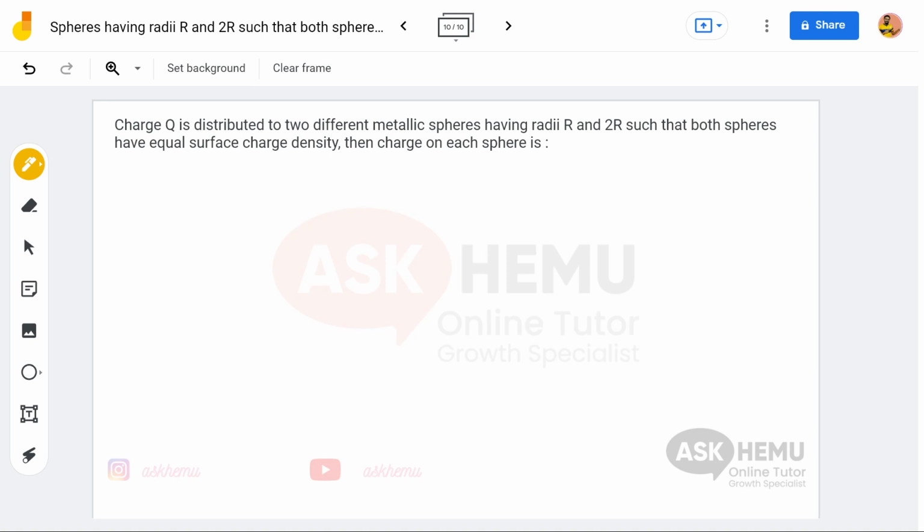Spheres having radii r and 2r such that both the spheres have equal surface charge density. Now we have to find the charge on each sphere. So let us look at this problem by first explaining what the surface charge density means.